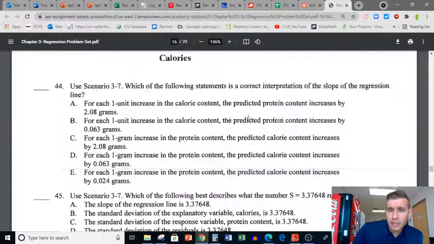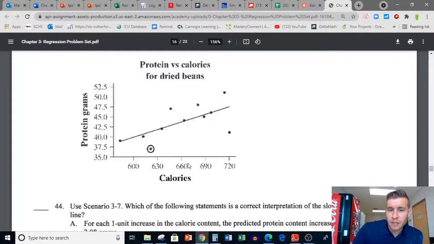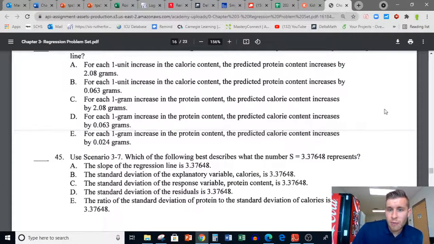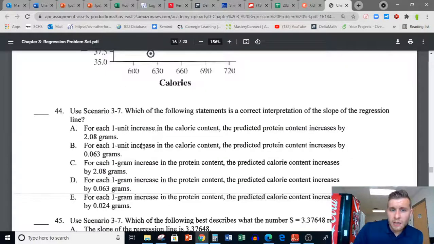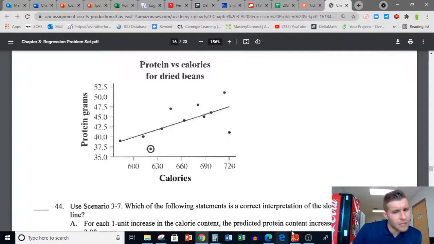and we say predicted, right? What are we predicting? Well, we're predicting the protein based on the caloric value. So we're never predicting calories. So C, D, and E, automatically, we kick those. So then we have to decide, is it 1 unit increase in calories, the predicted protein content increases by how many grams? So we're kind of doing an estimation of slope here.